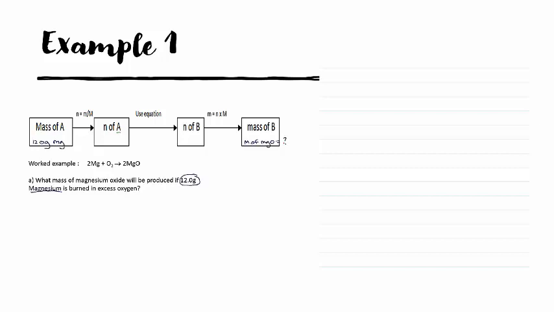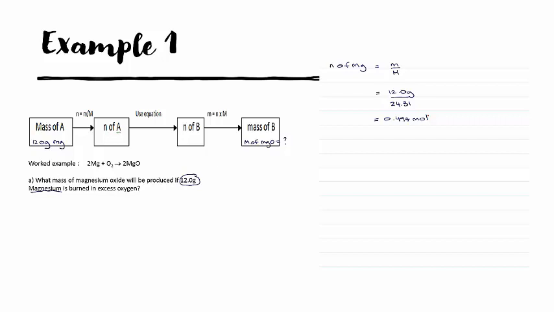Okay, so as you can see from the flow chart, the first step will involve determining the number of moles of the substance for which we've been given the mass. Okay, so we've been given the mass of magnesium, so we're going to determine the number of moles of magnesium. To do that, we'll use the equation mass over molar mass. Okay, I've worked out the number of moles of magnesium.